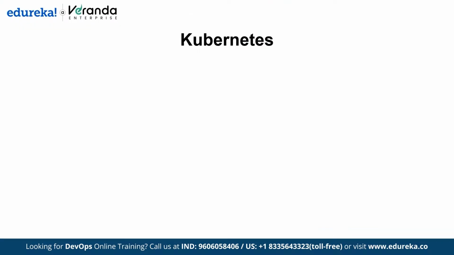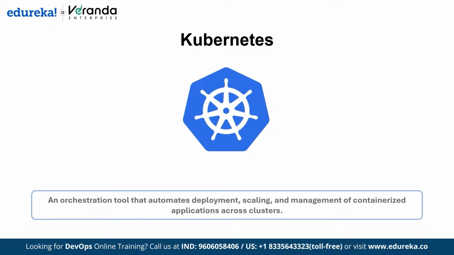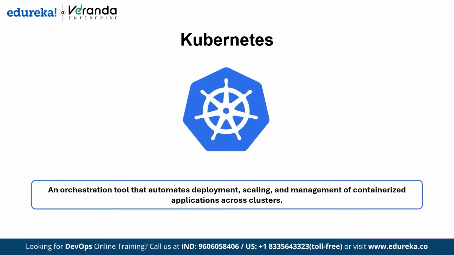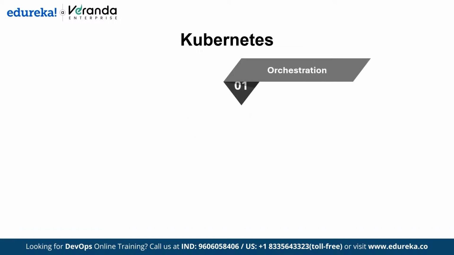The next tool we have is Kubernetes, an orchestration tool that manages containerized applications, automating deployment, scaling, and load balancing across clusters. Kubernetes is an open source platform designed to automate the deployment, scaling, and management of containerized applications. Here's what makes Kubernetes essential. First is orchestration. Kubernetes automates the placement, monitoring, and management of containers across clusters, ensuring applications run reliably.